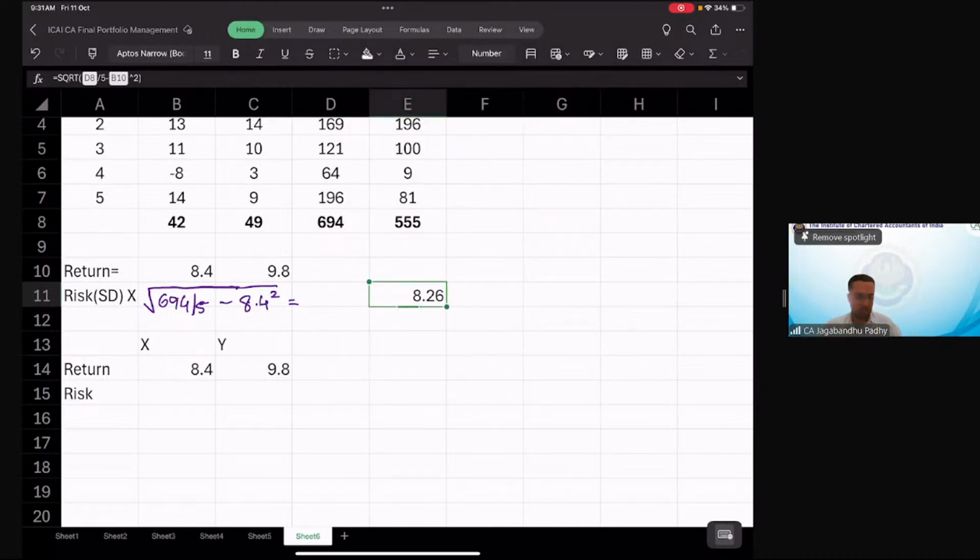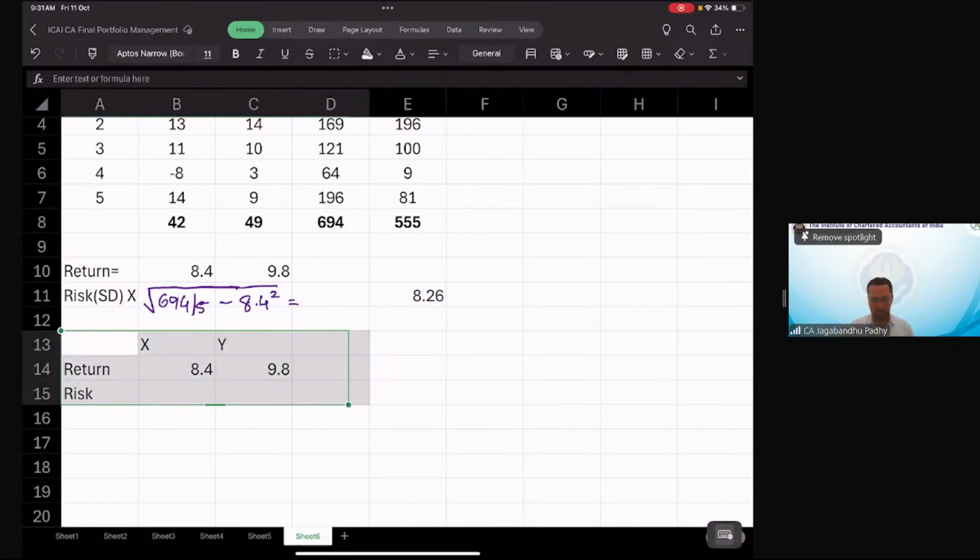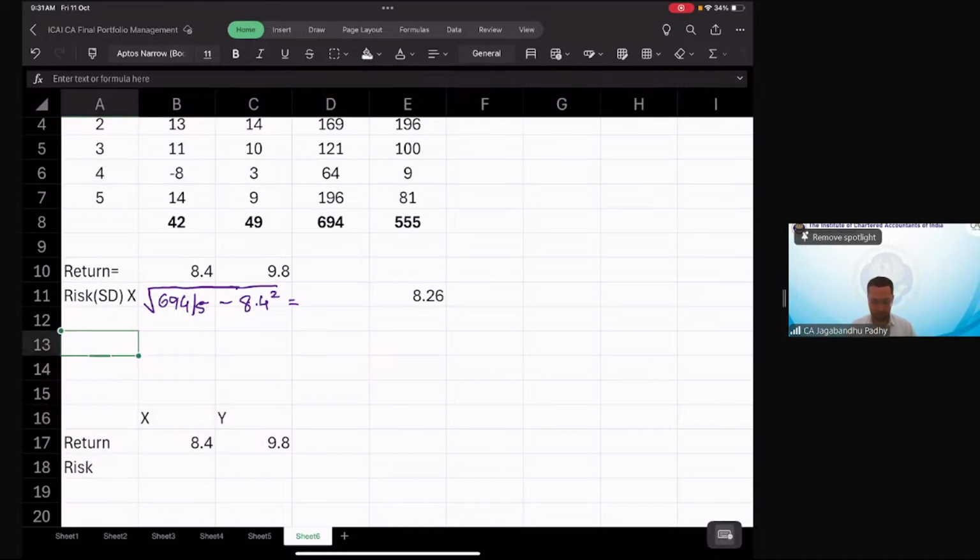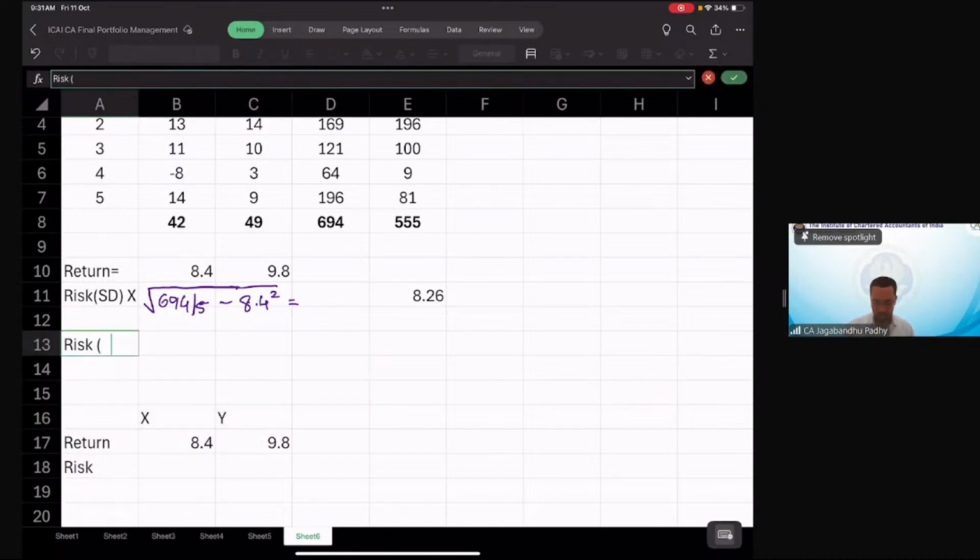So risk for X is 8.26. Same way, what will be the risk for Y? Risk or standard deviation for the security Y.